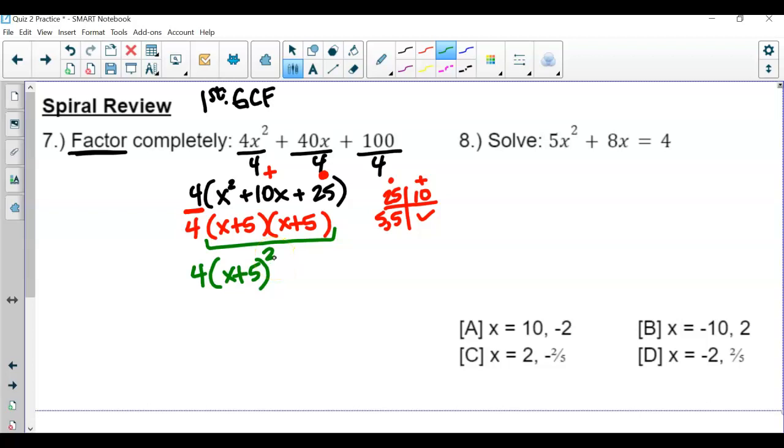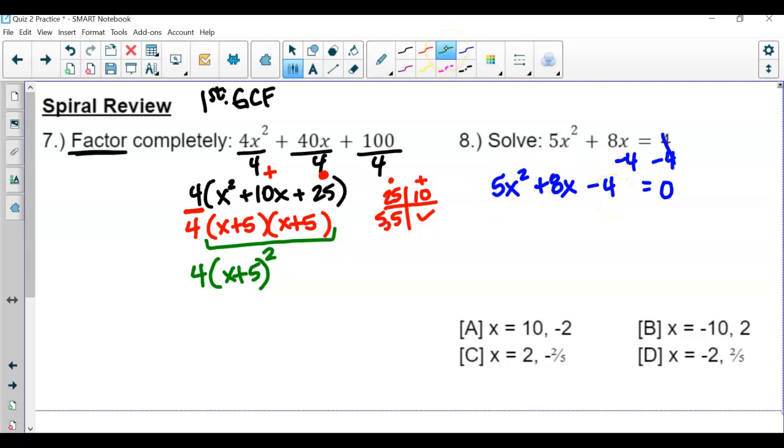Now, question number 8. Notice how we are solving. But in order to solve, remember our quadratics need to equal 0, but right now it's equal to 4. Make sure to subtract 4. Are there any like terms to subtract 4 from? No, so we're just going to bring everything down. 5x squared plus 8x minus 4 is now equal to 0.